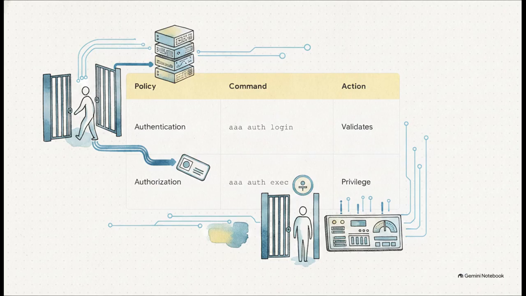This AAA framework builds a beautifully clean separation between who is allowed in and what they're actually authorized to do once they get inside. For authentication, which is just proving who you are, we use a command pointing to TACACS+ group first, with a fallback to local in case the server goes down. That validates the credentials. Then comes authorization. Just because you're in doesn't mean you have the keys to the castle. The authorization command consults that same TACACS+ server to dynamically assign your specific privilege level upon a successful login. It's an incredibly robust way to manage thousands of devices safely from one central location.